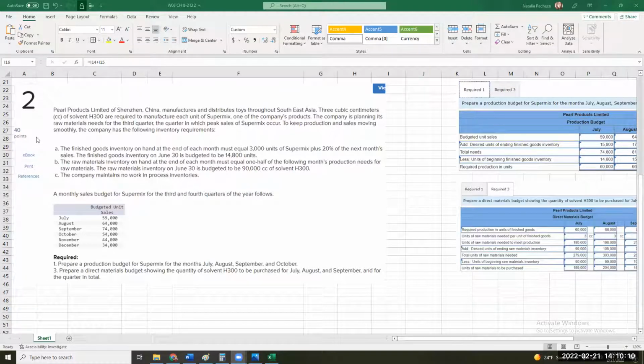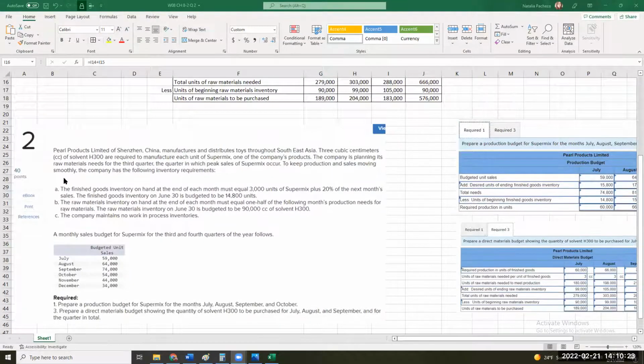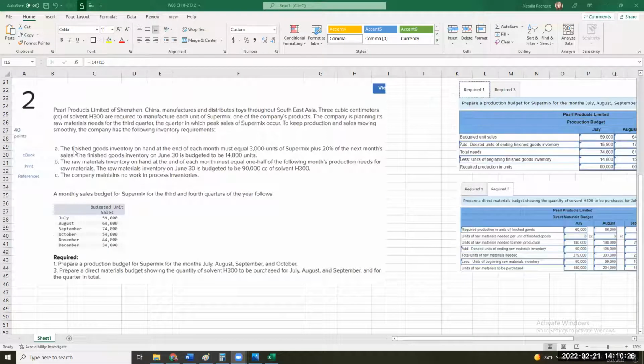The company is planning its raw materials needs for the third quarter, the quarter in which peak sales of Supermix occur. To keep production and sales moving smoothly, the company has the following inventory requirements. The finished goods inventory on hand at the end of each month must equal 3,000 units of Supermix plus 20% of the next month's sales. The finished goods inventory on June 30 is budgeted to be 14,800 units.